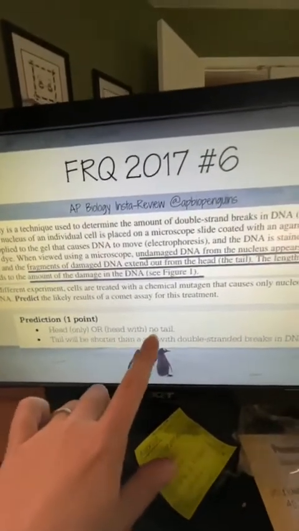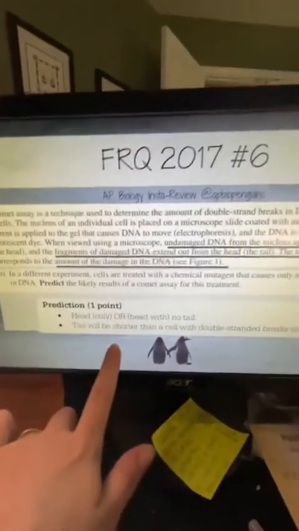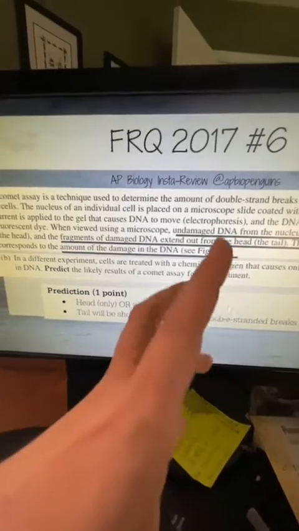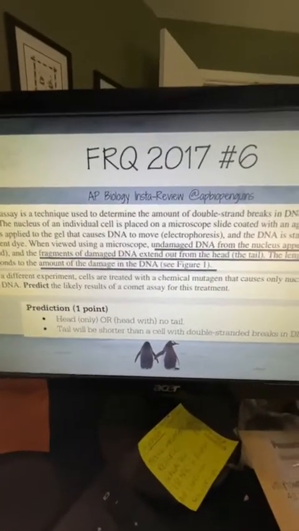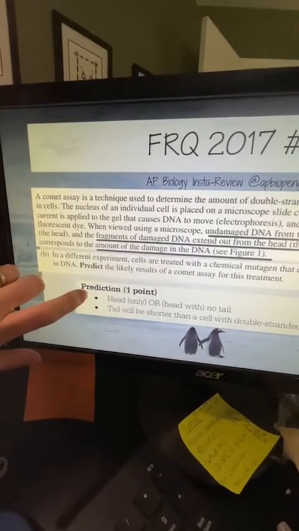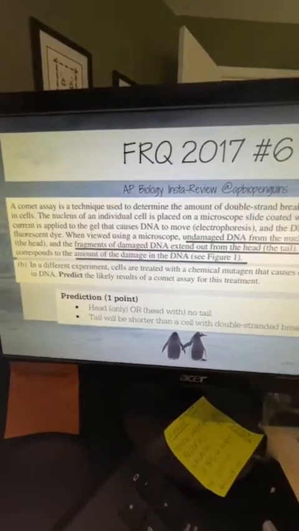You could have said a head with no tail. Another thing that could have been possible was that the tail would be shorter, because you wouldn't have as many of the double-stranded breaks. Most students usually write this first answer because that's the one that kind of stands out for you.